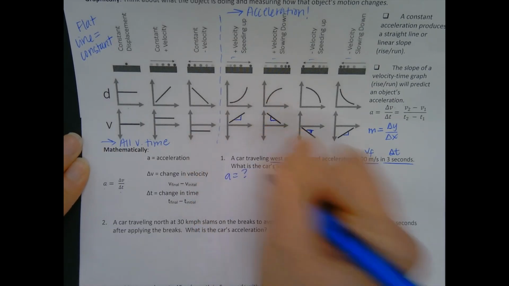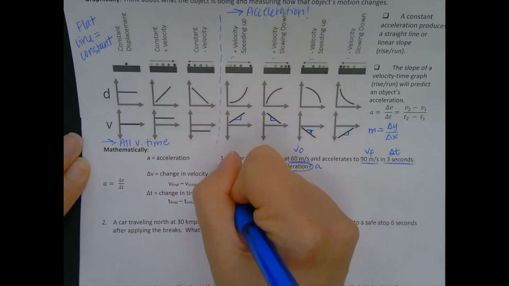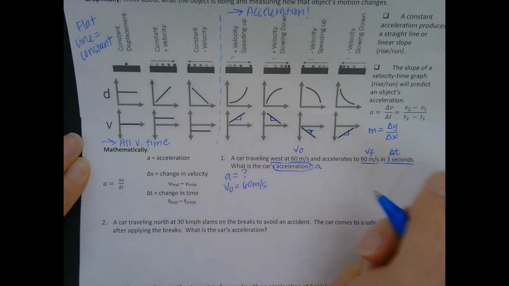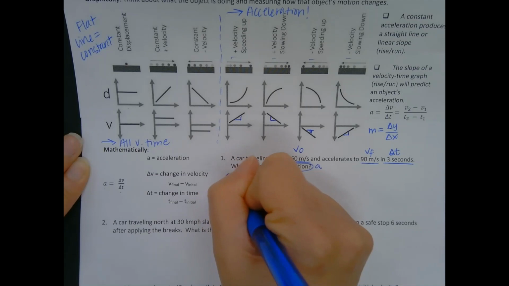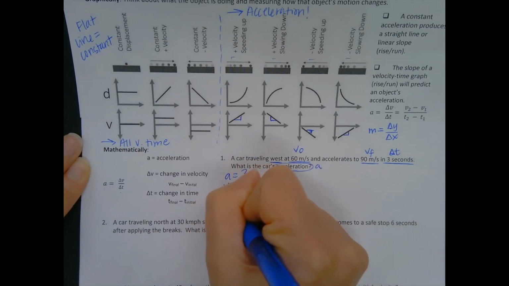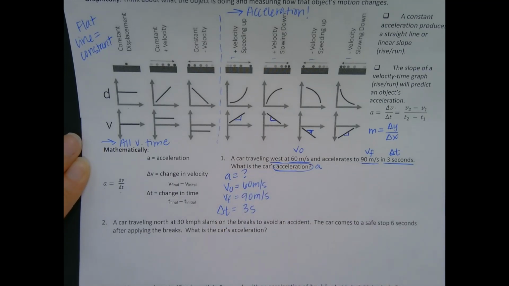Acceleration equals, I don't know, that's what I'm looking for. My initial velocity is 60 meters per second. My final velocity is 90 meters per second. And my delta T is 3 seconds, okay?